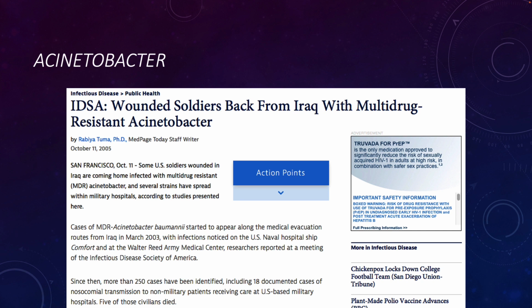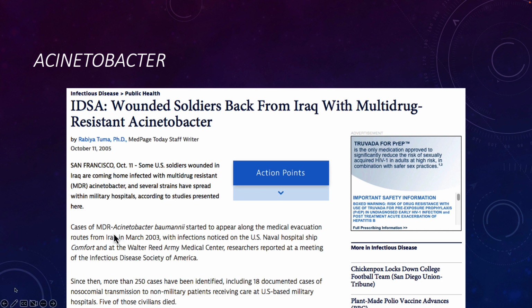And so what happened was, as these soldiers were wounded, this bacterium was found in the soil in Iraq. It was getting into their wounds as they were wounded, and they were just being exposed to antibiotics constantly. And so these infections became multi-drug resistant. So soldiers wounded in Iraq are coming home with multi-drug resistant Acinetobacter, and several strains have spread within military hospitals.